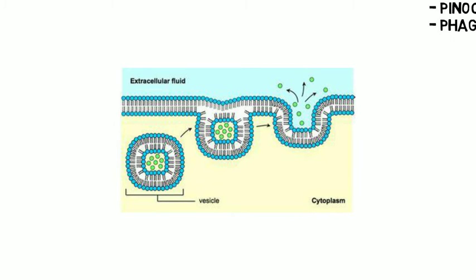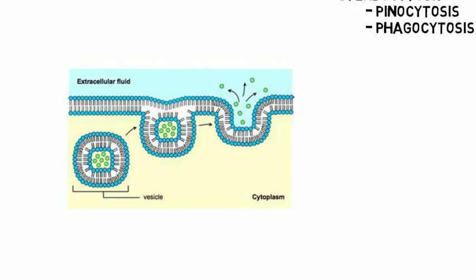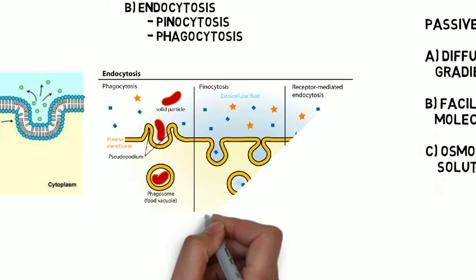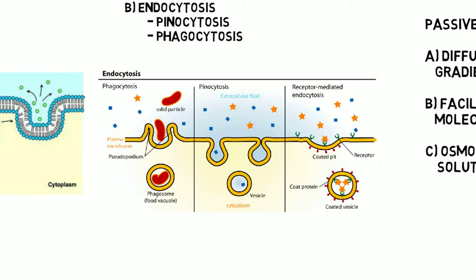Exocytosis is the fusion of vesicles and molecules with the plasma membrane to release material to the outside of the cell. Endocytosis is when the cell takes in molecules via vesicles that fuse with the plasma membrane. Pinocytosis is the uptake of liquids. Phagocytosis is the uptake of solids.